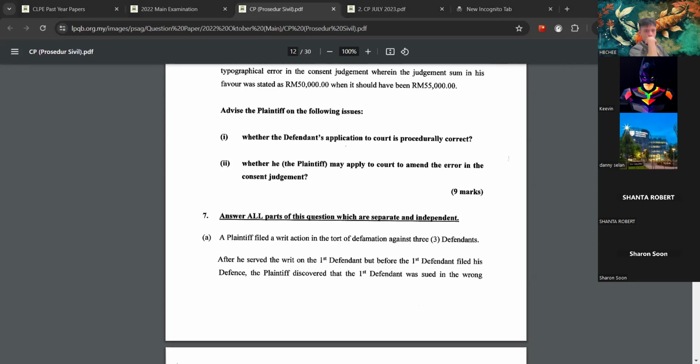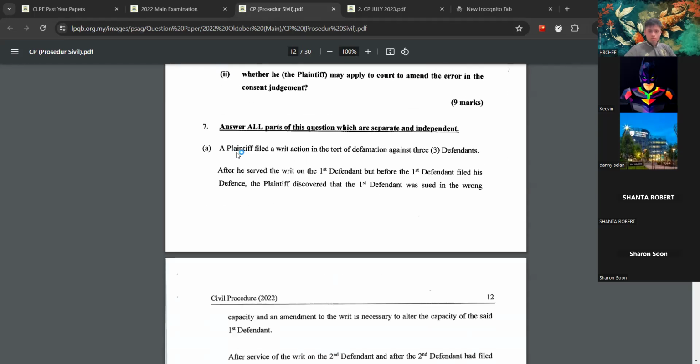So by quoting this case, and when you explain the principle of a consent judgment and how to set aside, first part is covered already. Now, the second part is whether the plaintiff may apply to the court to amend the error. Of course, can. Order 20 and 11. Typo error or slip rule.